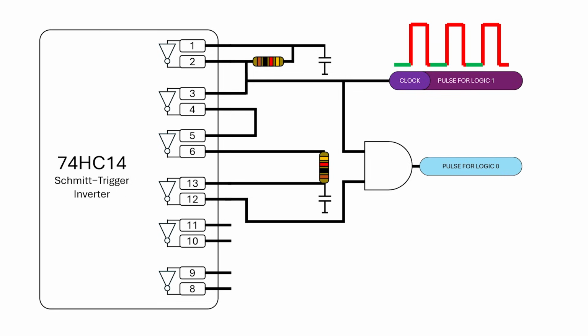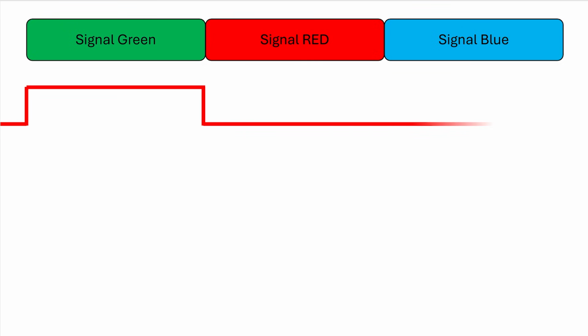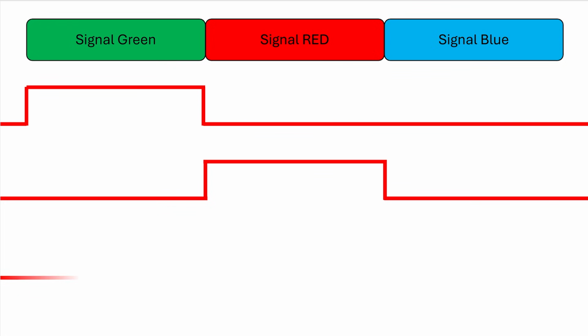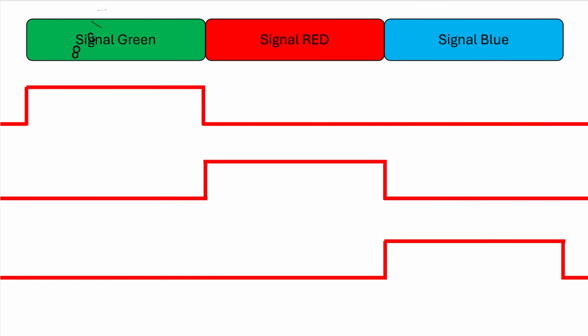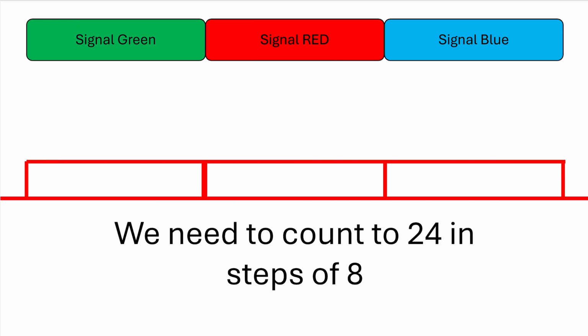The outcome of all of this is simple. I have my main clock and pulse trains for logic 1 as well as for logic 0. Next phase is to generate signaling pulses that go high whenever a particular color is selected. We need to know when it's time for green, red, and blue, and they all need to be 8 clock cycles long, therefore we need to count to 24.